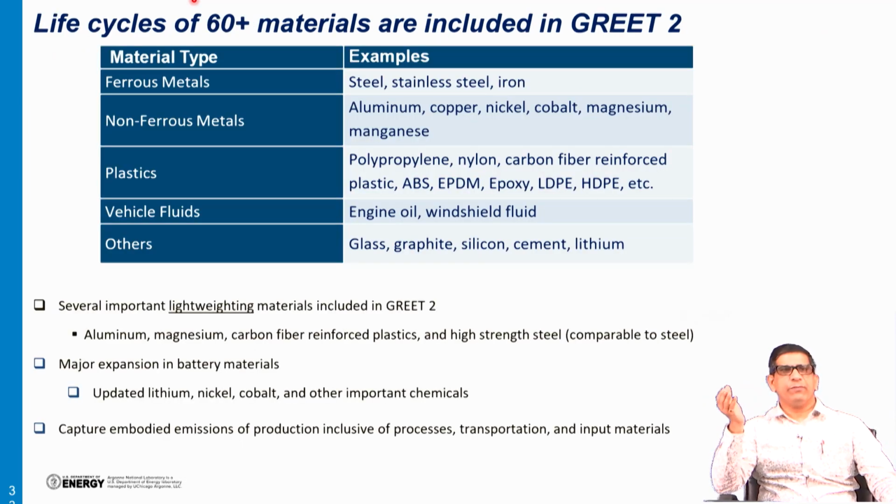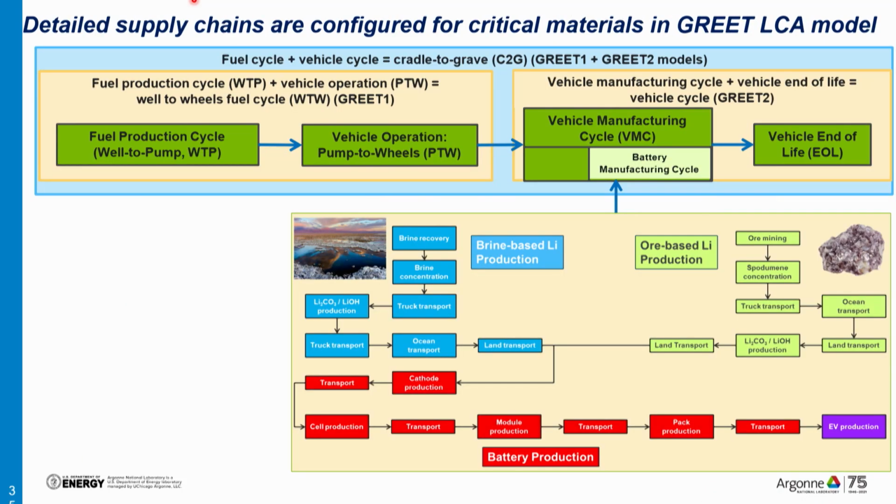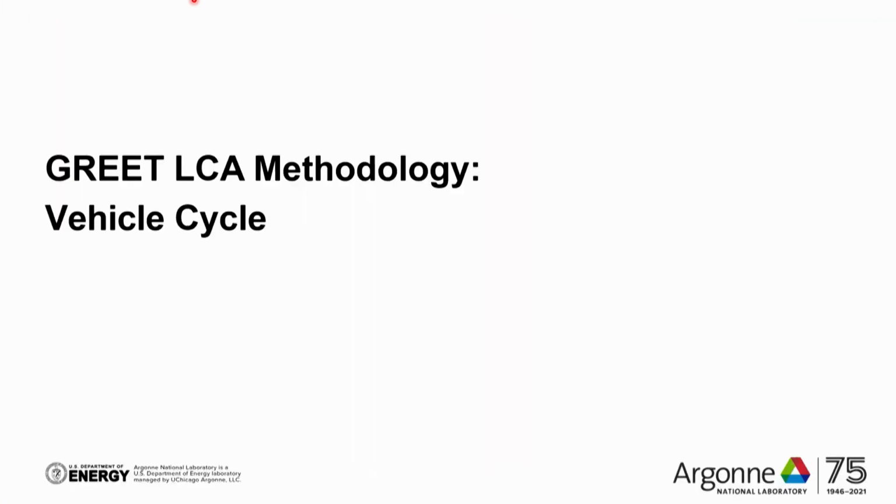So, 60 plus materials are included in GREET 2: ferrous metals, non-ferrous metals, plastics, vehicle fuels, and several important lightweighting materials. There is also a major expansion in battery materials and electric vehicles, and the propulsion technologies we talked about in the previous slide. You can use both the fuel production and the vehicle manufacturing cycles, combine them together, and get the entire picture from GREET 1 and GREET 2.